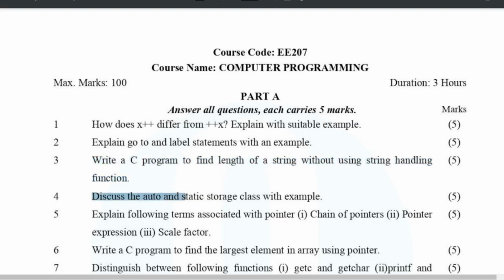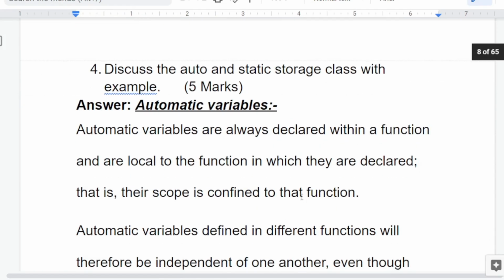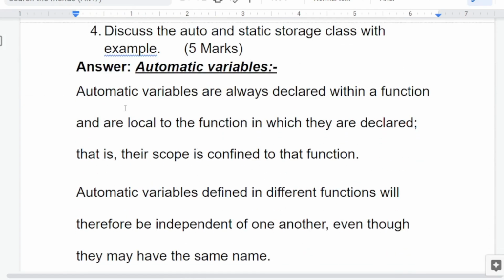So moving on to the next question: discuss the auto and static storage class with an example, 5 marks. In this we have 4 types of storage classes: automatic, static, extern, and register. In this question they have asked for the explanation of automatic and static variables. Both are similar and have a small difference.